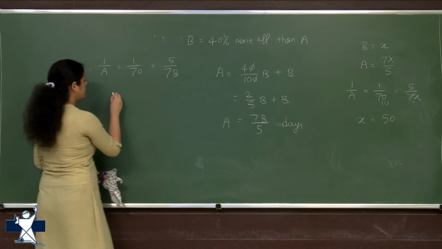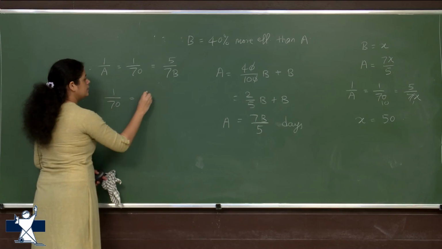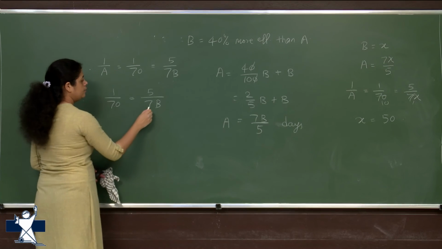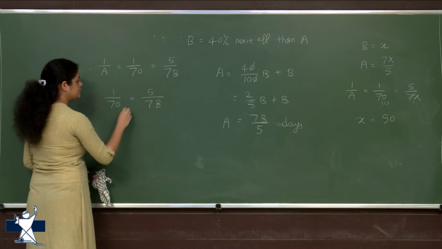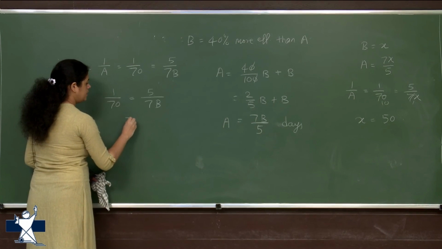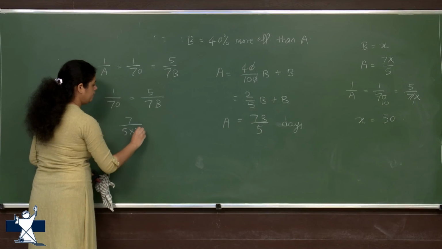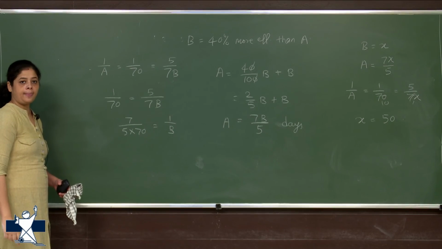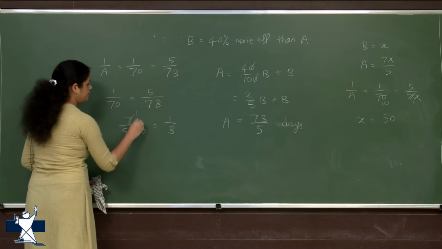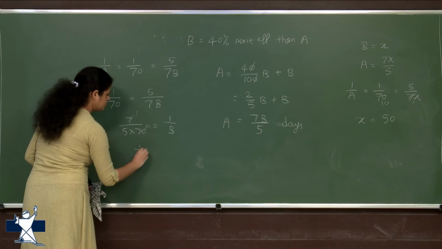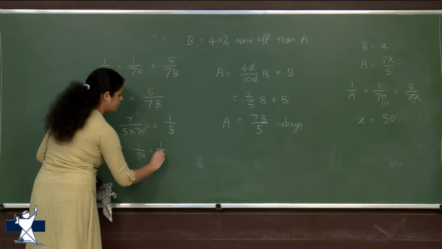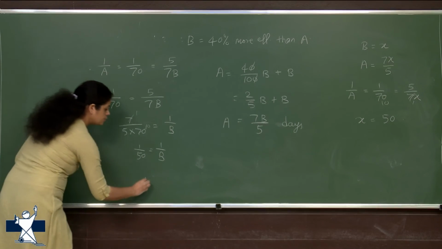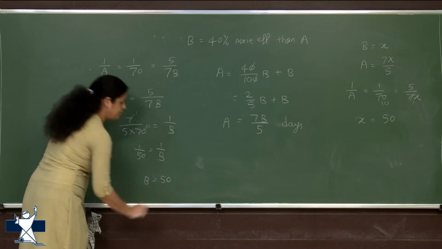So now when we compare this, 1/70 is equal to 5/7b, right? So take this 7 up, take this 5 down, so it will be 7 upon 5 into 70 is equal to 1 by B. So 7, 10, that means 1/50 is equal to 1 by B. तो B का एक दिन का काम हमें मिला 1/50, that means total number of days B is taking is 50.